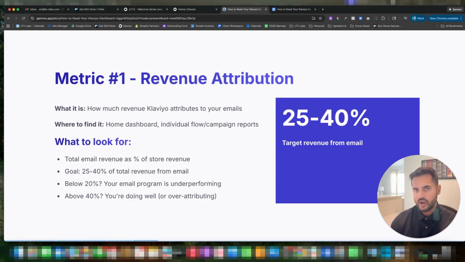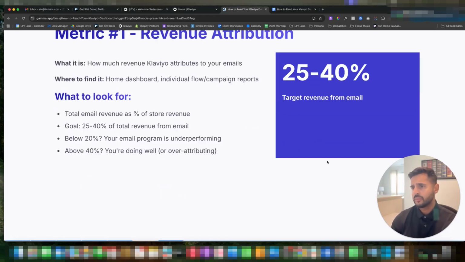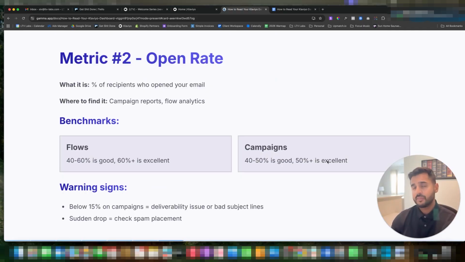So if you're looking at your account right now, and I want you to pull this up as I'm walking through this video, if you're below 20%, your email program is simply underperforming, right? There's probably low-hanging fruit on the flows, probably not sending enough campaigns, probably using the wrong strategy in general. And if you're above 40%, I would say that things are going really, really well. You probably have some room for improvement to get to 50%, but in general, I would say that you're doing pretty well. So to sum that up, your target revenue from email is going to be anywhere from 25 to 40%. Now, metric number 2 is going to be your open rate, right?